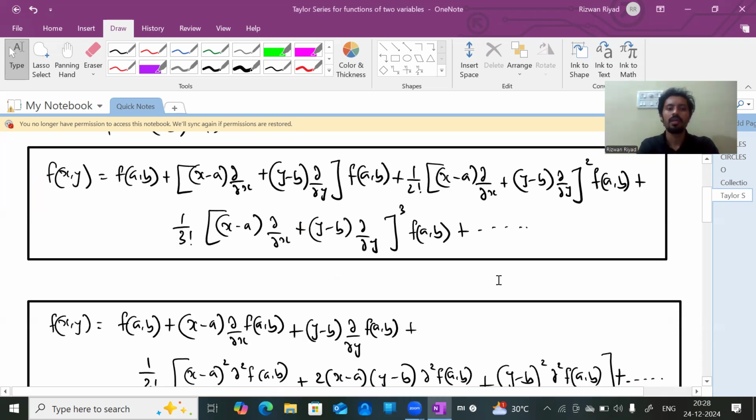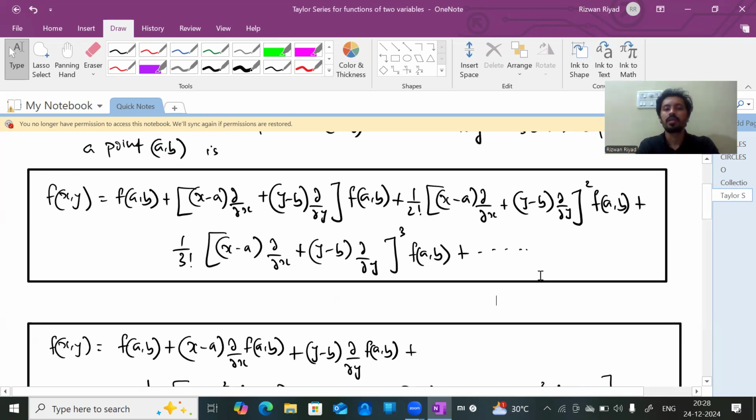f of x, y equal to f of a, b plus (x minus a) into ∂/∂x plus (y minus b) into ∂/∂y of f of a, b plus 1 by 2 factorial (x minus a) ∂/∂x plus (y minus b) ∂/∂y whole square of f of a, b plus 1 by 3 factorial (x minus a) ∂/∂x plus (y minus b) ∂/∂y whole cube of f of a, b plus etc. It will continue.